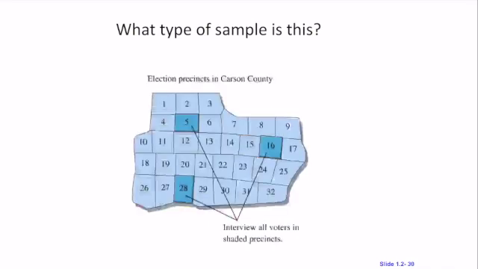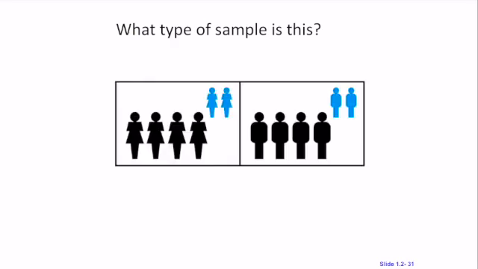What type of sample is this? We divided our county up into the electoral precincts, and then we just picked 3. That would be stratified, which may or may not give us a... Nope, sorry. This would be cluster. Stratified would be if we took a couple people from each district. And remember, this can introduce bias depending upon how different the demographics are by election precinct in this county. Here we picked 2 from each group. This is stratified.